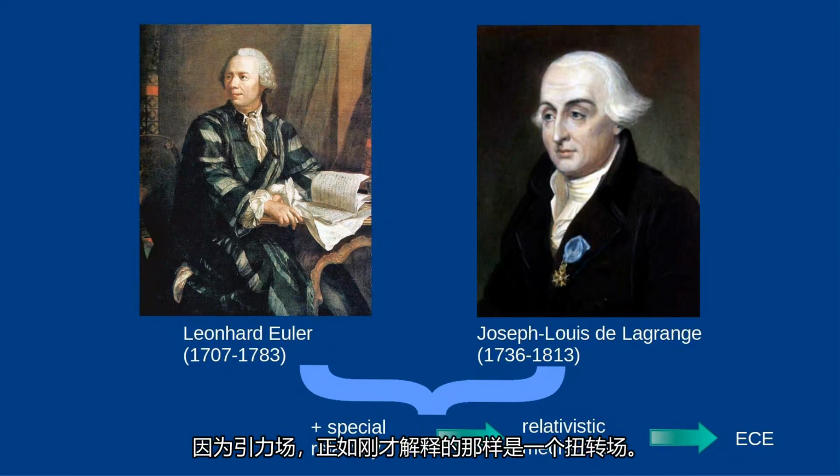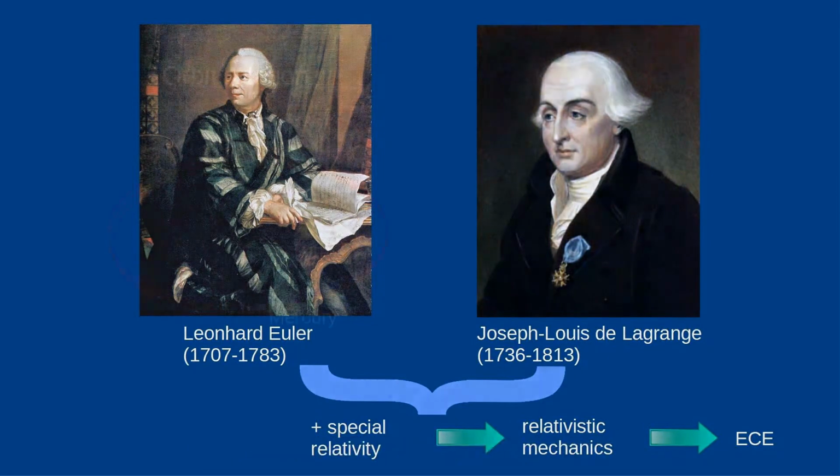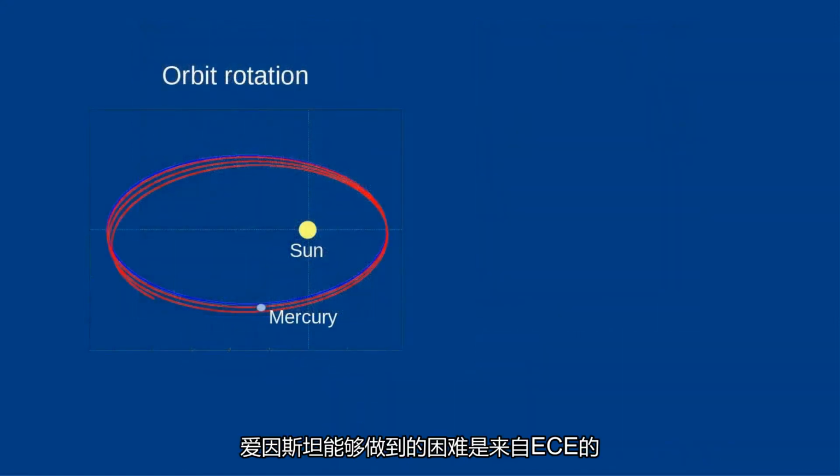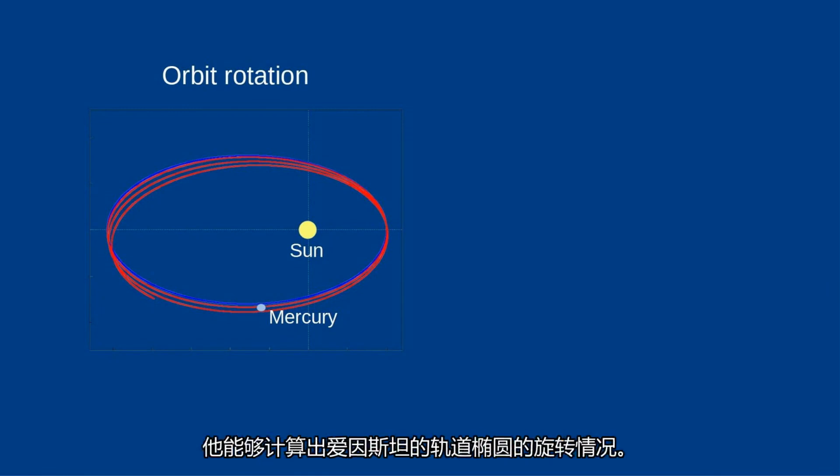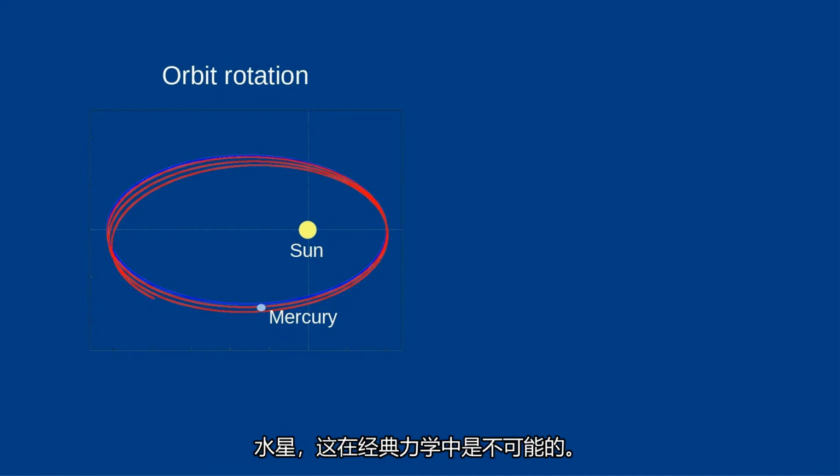Since the gravitational field, as just explained, is a torsion field, effects of general relativity, via Cartan geometry, are already present in relativistic mechanics. What Einstein was able to do with difficulty follows from ECE theory in quite simple steps, even if you need a computer for the evaluation. Proof of the correctness of Einstein's theory is that he was able to calculate the rotation of the orbital ellipse of the planet Mercury, which is not possible using classical mechanics. This effect of the rotation of the orbit is also obtained from ECE theory, but with significantly less computational effort.